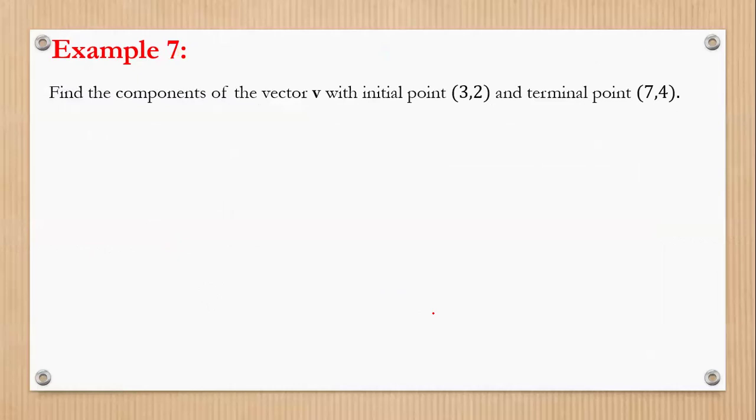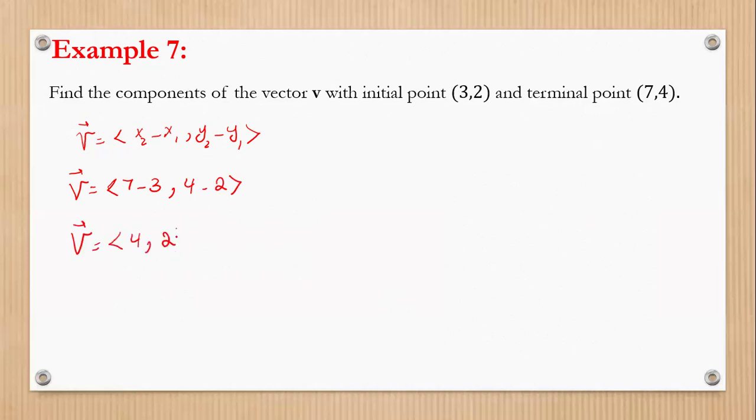We want to find the component of this vector with the initial point (3, 2) and terminal point (7, 4). We need to find the component of the vector first. To find the component of the vector, we need to subtract the x's and subtract the y's. So x values are 7 minus 3, y values are 4 minus 2. So the components of the vector are (4, 2). If you want to rewrite it in terms of i and j, you can say 4i plus 2j.